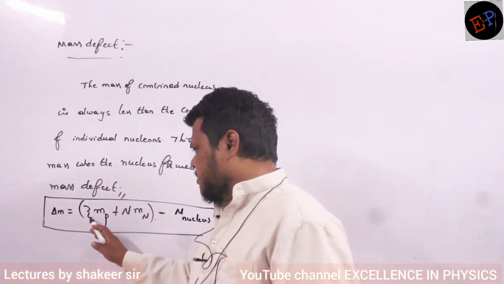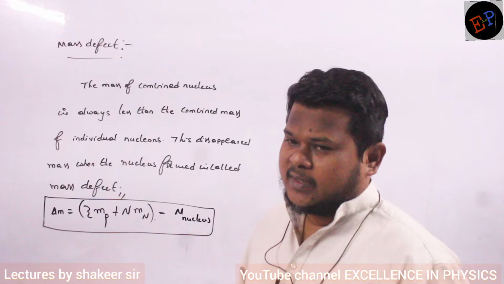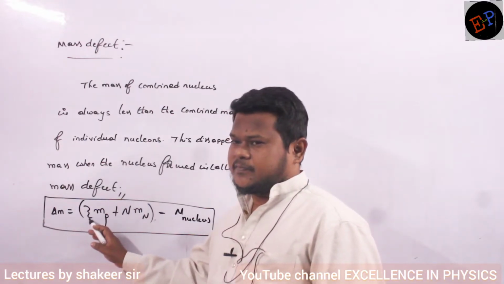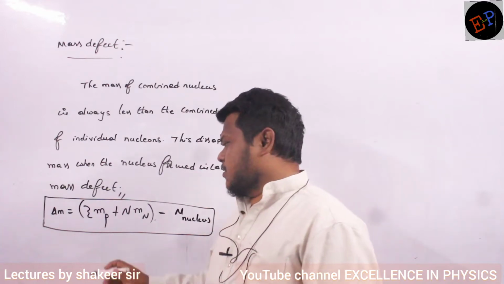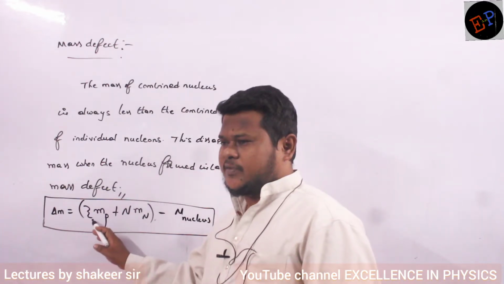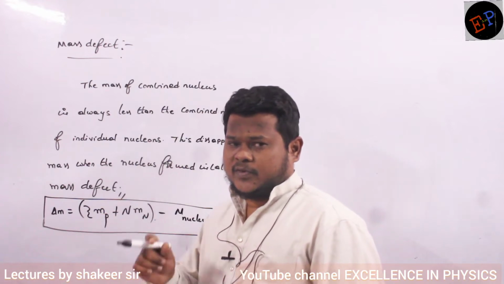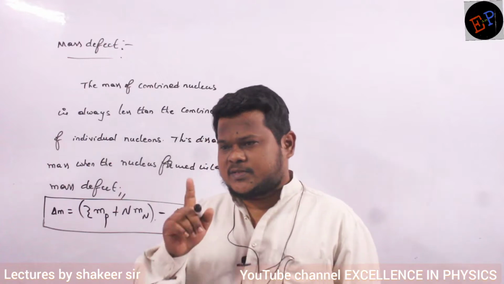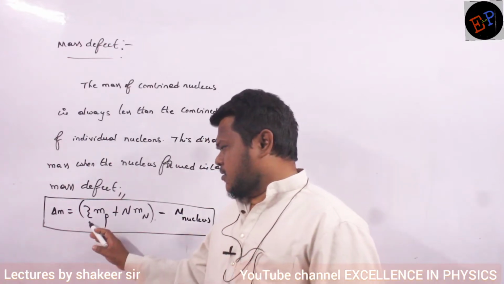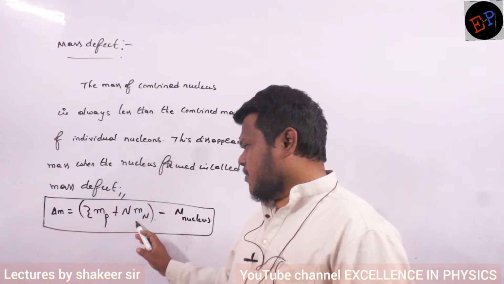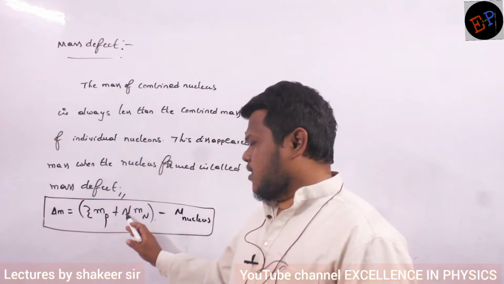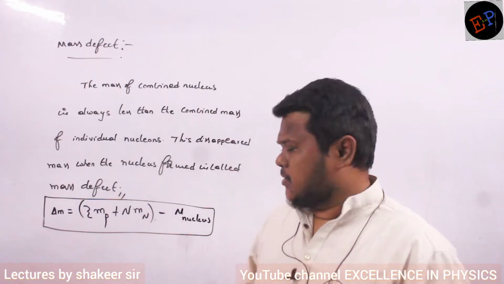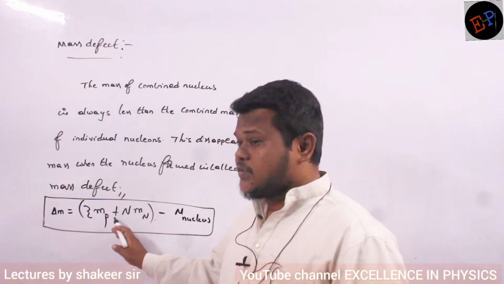Now can you say what is meant by Z into MP? MP means mass of protons. Z means number of protons, not atomic number. So you take the total mass of individual protons separately. We know the mass of one proton, no? 1.0078 atomic mass units. So you take the mass of all the protons and the mass of all the neutrons. N is the number of neutrons, and M is the mass of the neutron. So you take the masses of individual nucleons.